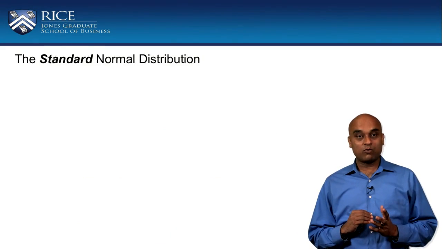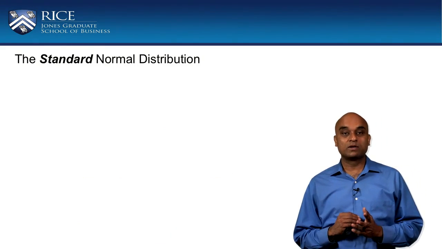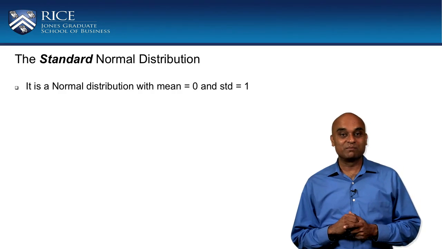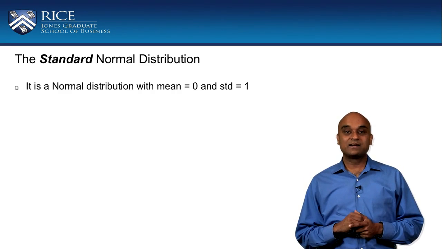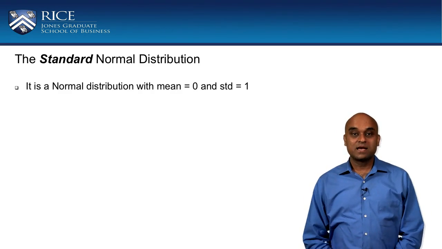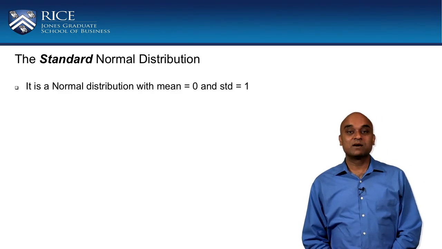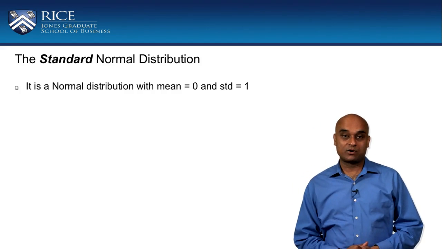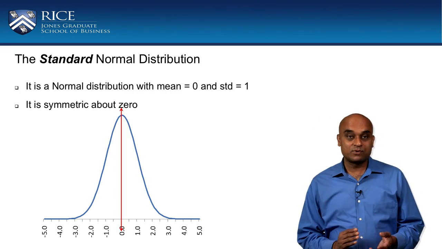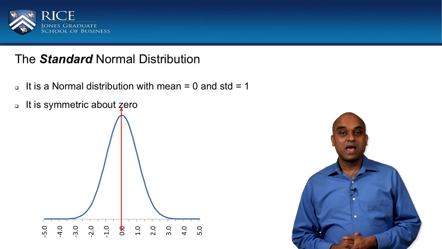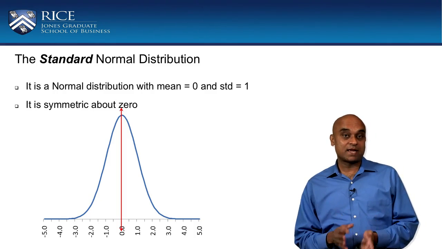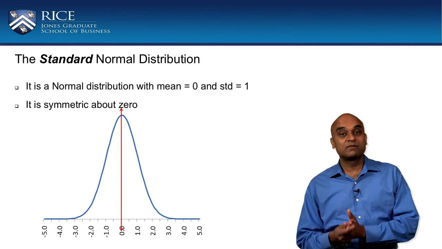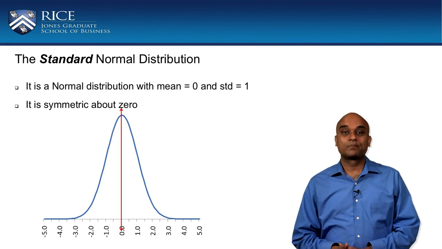One last topic before we end this lesson is the standard normal distribution. A standard normal distribution is a normal distribution with mean equal to 0 and standard deviation equal to 1. This distribution is symmetric about 0, and half the probability, that is 50%, lies to the left of 0, and the remaining 50% to the right of 0.